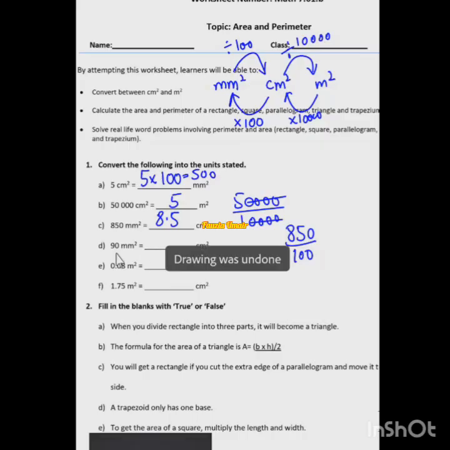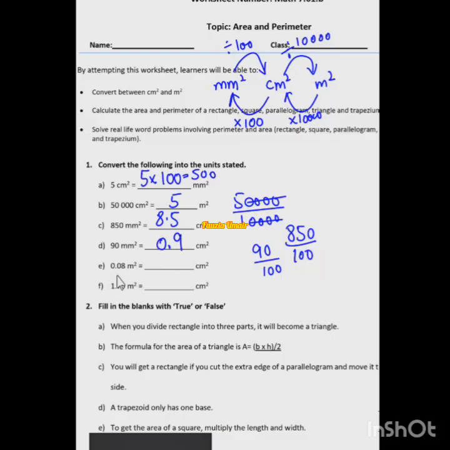So 90 millimeter square to centimeter square. It's 90 millimeter divided by 100. So where would the decimal be? 0.9, 0.90. Right? Yes.